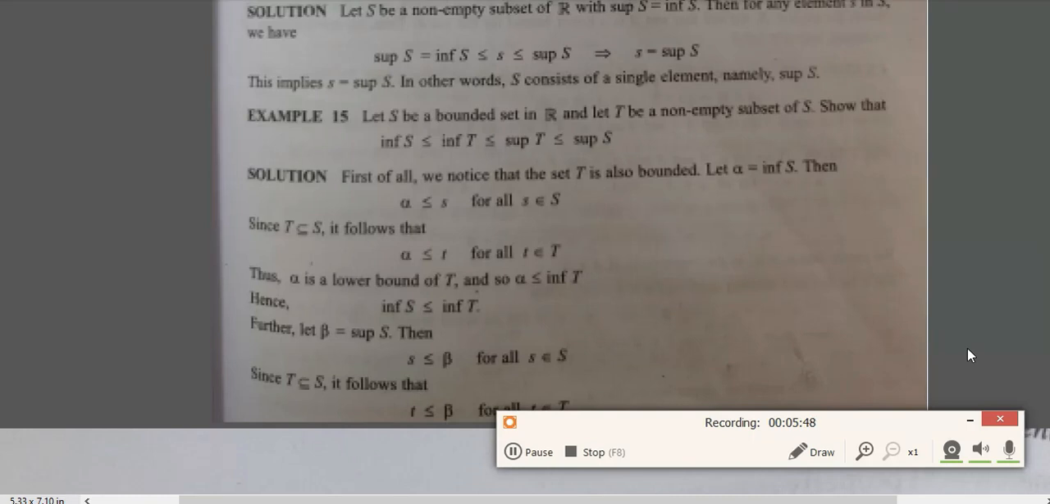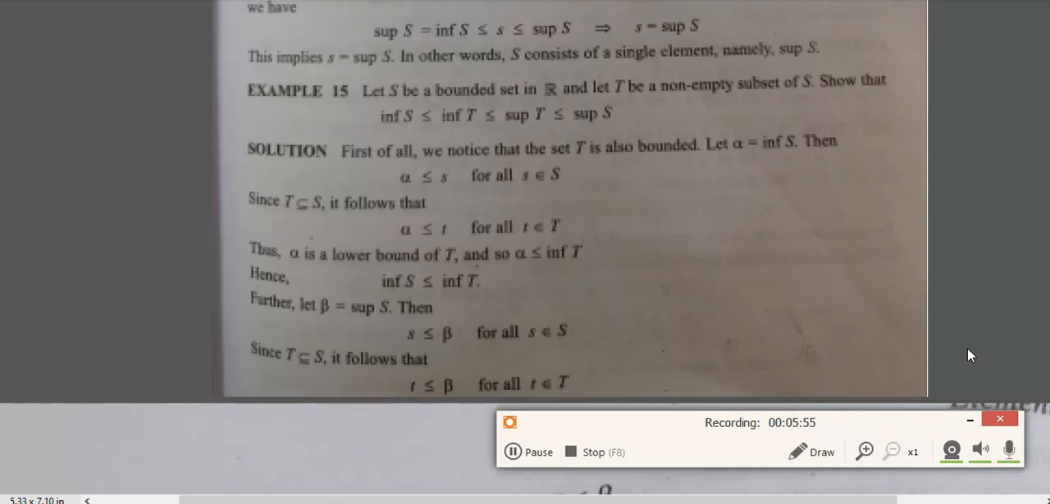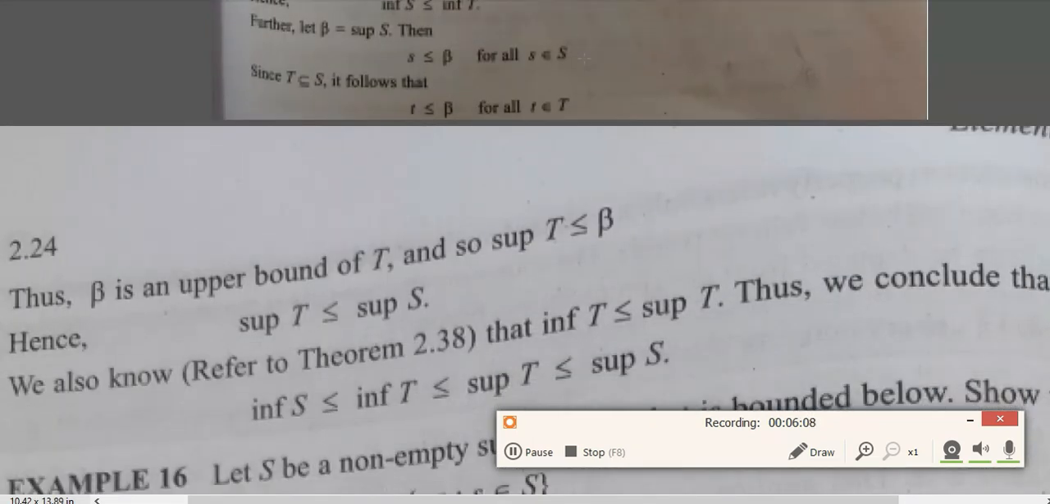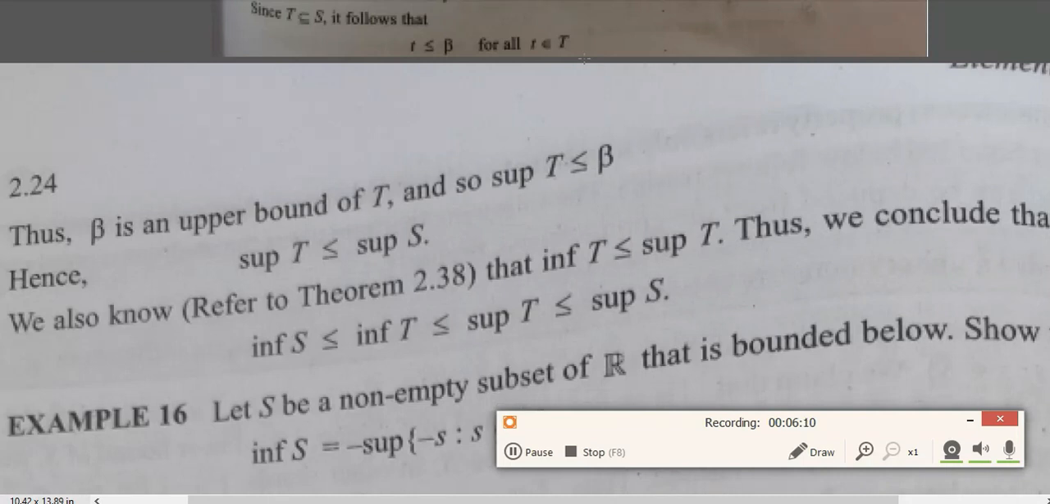Now let beta equal the supremum of S. Then s is less than or equal to beta for every s in S. Since T is contained in S, we get t is less than or equal to beta for every t in T. So beta is an upper bound for T. So we get the supremum of T is less than or equal to beta, and beta was the supremum of S, so the supremum of T is less than or equal to the supremum of S.